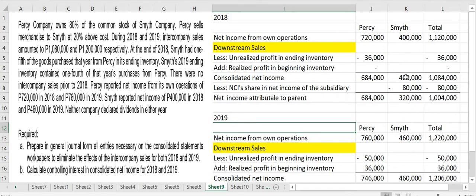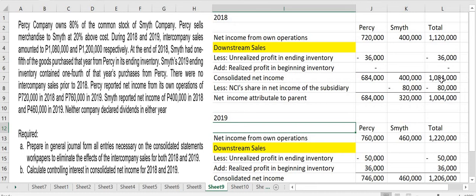So, therefore, we have consolidated net income, or adjusted net income, ni Percy na 684,000 plus kay Smith na 400,000. Therefore, we do have 1,084,000 as our consolidated net income. And we deduct NCI share in the net income of the subsidiary, which is actually 20% of the 400,000. Kasi yung share ni parent sa net income ni Smith is 80%, so yung share ni NCI is 20%. Therefore, 80,000 yung NCI share in the net income ni subsidiary.